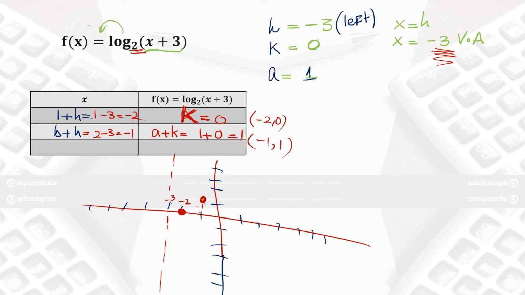Now sketch the graph smoothly. Of course this will go up and this will go down near the asymptote, but it will not touch the asymptote. So that's it. That is your parent graph. Now let's try and see what will happen in other cases.